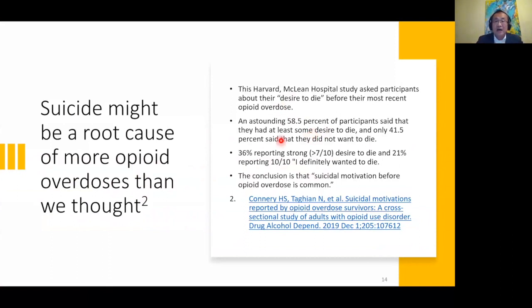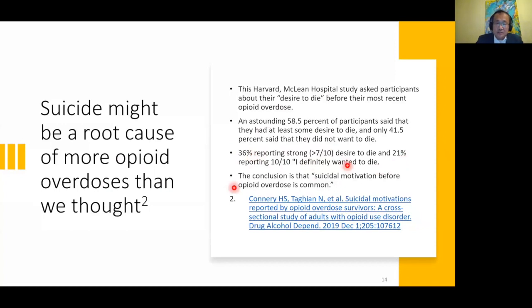And what they found out is that around 60% of the patients already have a desire to die, and 36% among those patients, as a matter of fact, have a strong desire to die. And actually 20% of patients reported they definitely want to die.